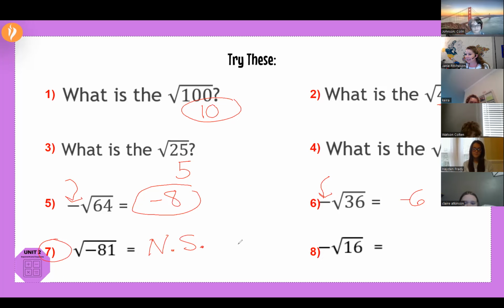Kira, what is the opposite square root of 16? What do you think, Kira? You can do it, Kira. I believe in you. She said -4, everyone. Yay, we're so smart, everybody. Good job, everybody. Do you understand?